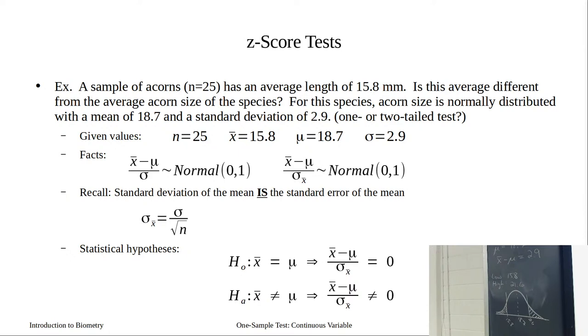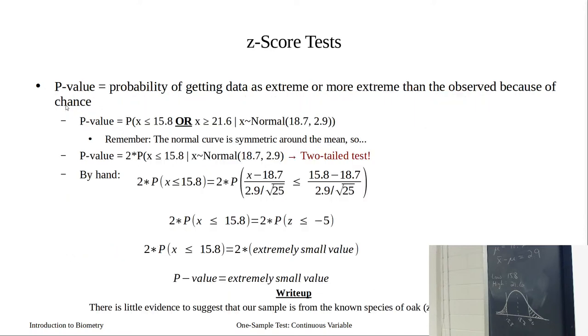All right, so how do we do that? Well, we're symmetric around the mean. We introduced that conversion. We've already done that conversion, right? So we're going to do our area less than 15.8, and then we're going to add the area greater than 21.6. All right, so this is how I did it by hand.